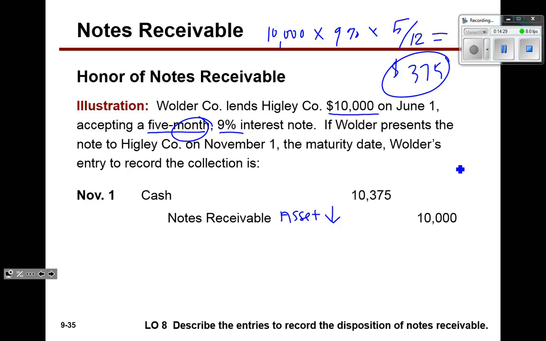But does 10,375 and 10,000 equal each other? No. What did we earn? What's it called? Interest revenue. Very good. We earned $375 in interest revenue on borrowing this business or person money.